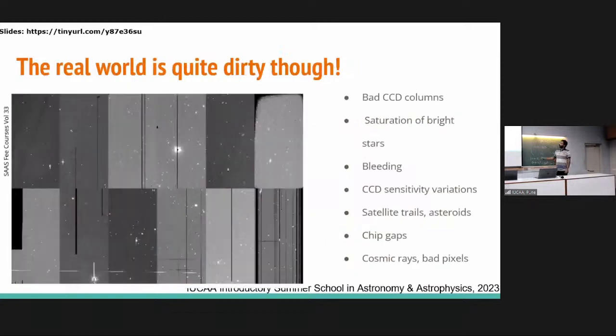Okay, now let me show you the real world. Of course, it's quite dirty. So when you take images of the sky, you are using CCDs to take the images, just like the CCDs you have on your smartphone. So it's similar.